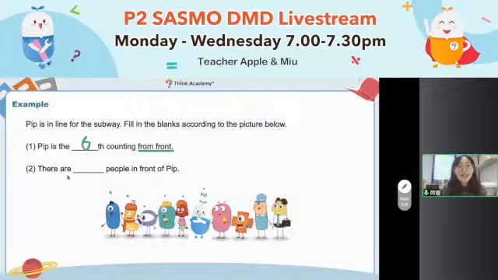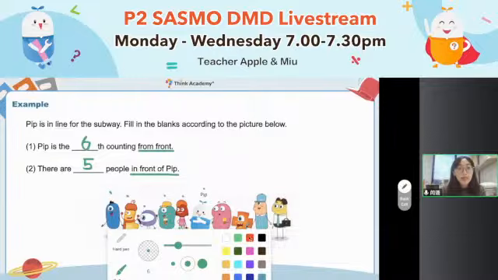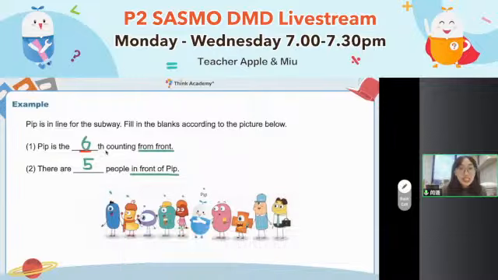Okay, and then how many people are there in front of Pip? Again, think about it. How many people are there in front of Pip? Yes, good job. The second answer should be 5. So here you can see that though Pip is the same person and the picture is the same, why do we have different answers for these two questions? Why is the first one 6, but the next one 5? Here, pay attention to the two numbers, that is 6 and 5.